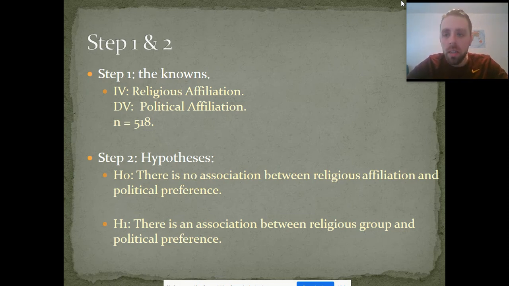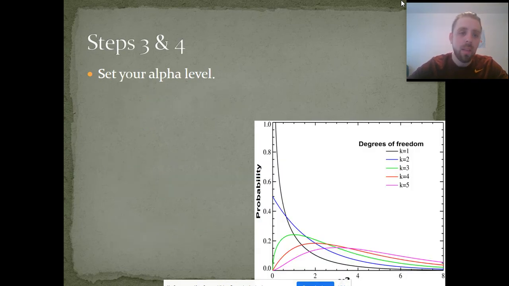Okay, so steps 1 and 2, I think we as a group are getting pretty darn comfortable with that. Step 3 and 4, we have to set our alpha level and determine our critical statistic. So as I do with pretty much every first example that we do, you guys feel good about 0.05? I feel good about 0.05. So let's go ahead with 0.05.